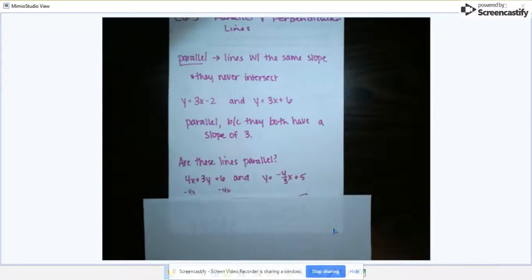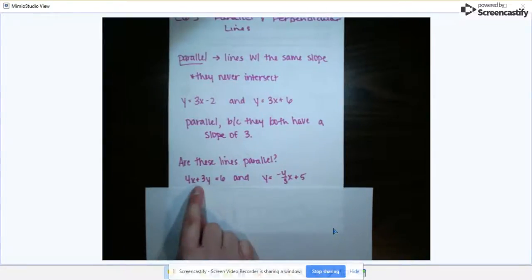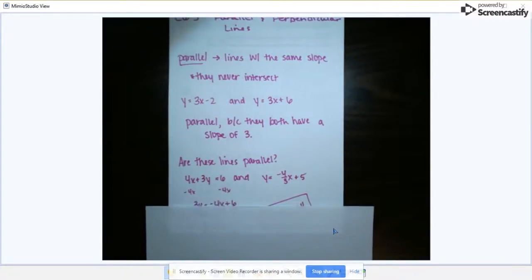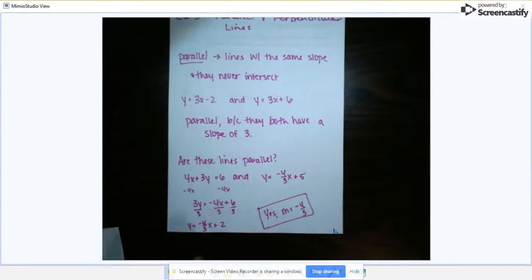How about these two lines? Okay, the one on the right has a slope of -4/3. However, this one is not as easy to tell what the slope is. So we need to solve for y. So I subtract 4x and divide by 3. That leaves me with y equals -4/3 x plus 2. Since they both have a -4/3 slope, then yes, they are parallel.